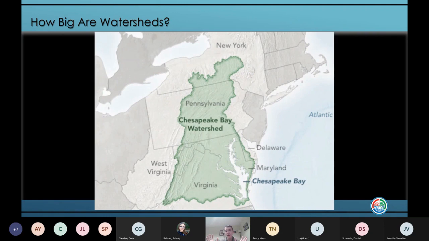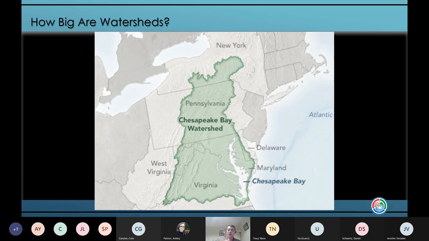So they start small and they can get very, very big. So the Chesapeake Bay watershed is absolutely huge. It covers a huge chunk of Virginia, most of Maryland, a piece of Delaware, a large area of Pennsylvania, and even all the way up into New York. So it's a very, very large watershed.